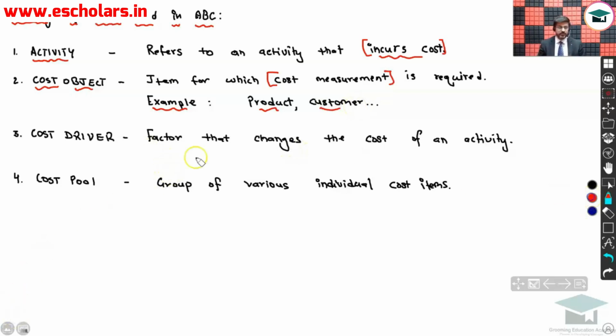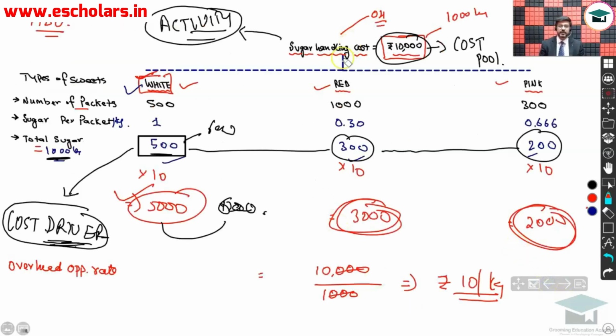Now let's see the third term, which is cost driver, a very important term in activity based costing system. So cost driver is basically the factor that changes the cost of an activity. Now in this example, the activity is sugar handling. The cost is 10,000 rupees. Now this 10,000 rupees of cost will be allocated over your products, which are cost objects. How much of this 10,000 will be allocated over sweet white, sweet red and sweet pink depends on the raw material, the sugar they require.